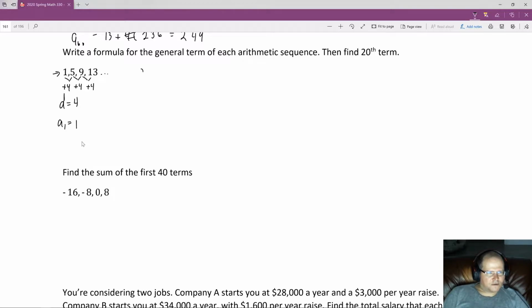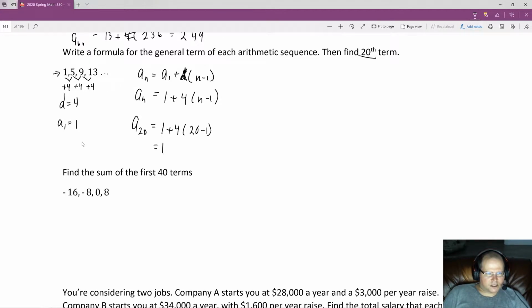The general formula for the nth term is the nth term is equal to the first term plus the difference times n minus 1. So in this case, the nth term is going to be 1 plus 4 times n minus 1. Then they want us to find the 20th term in the sequence. So the 20th term in the sequence is 1 plus 4 times 20 minus 1.